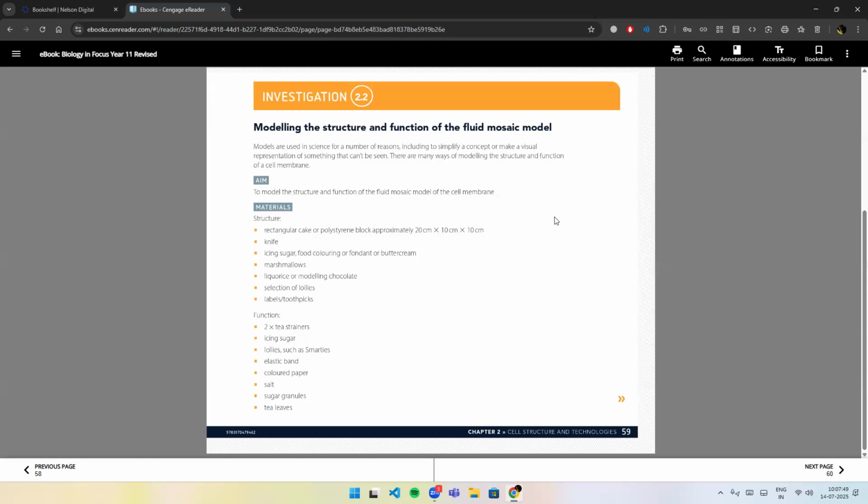Materials. Structure: rectangular cake or polystyrene block approximately 20 cm by 10 cm by 10 cm, knife, icing sugar, food coloring or fondant or buttercream, marshmallows, licorice or modeling chocolate, a selection of lollies, labels or toothpicks. Function: 2 tea strainers, icing sugar, lollies such as Smarties, elastic band, colored paper, salt, sugar granules, tea leaves.